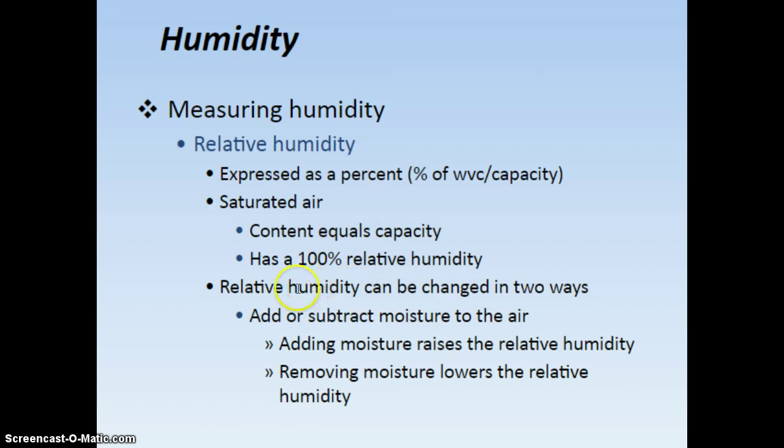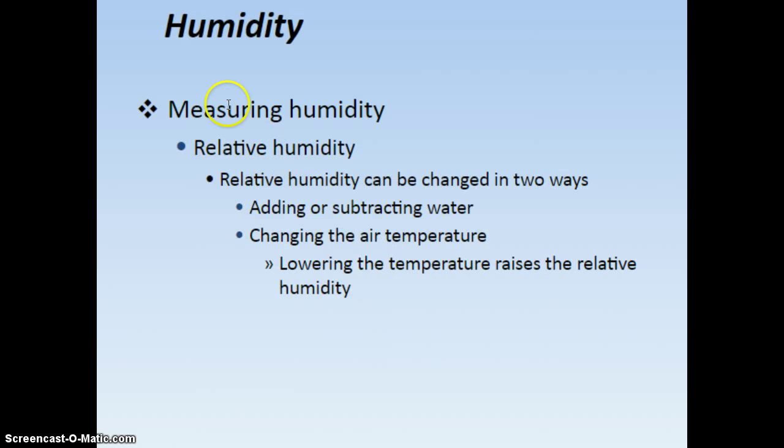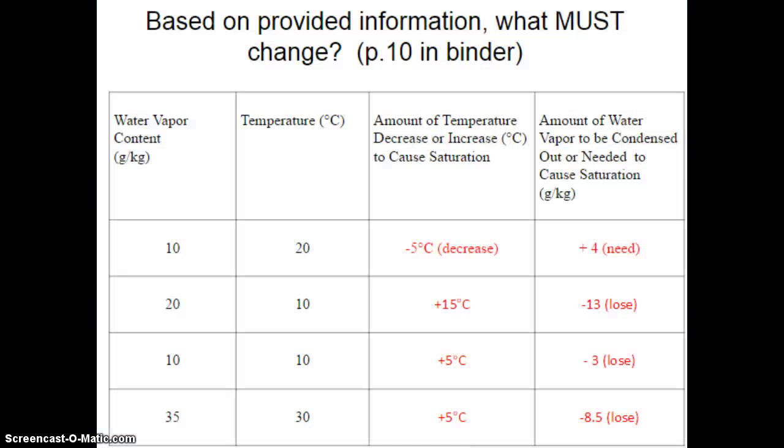But we can change the relative humidity two ways. We can add moisture to the air. Adding moisture raises the relative humidity, or removing moisture lowers the relative humidity. So when we talk about measuring humidity, we can change it in two other ways, by adding or subtracting the water, or we can change the temperature. If we lower the temperature, it raises the relative humidity.